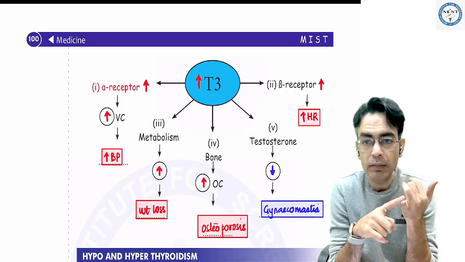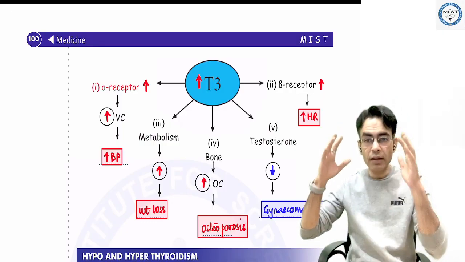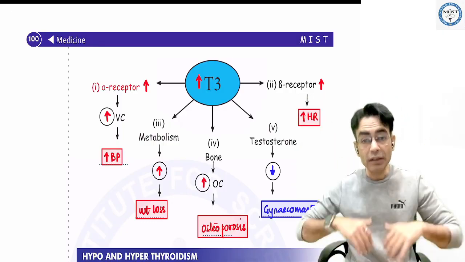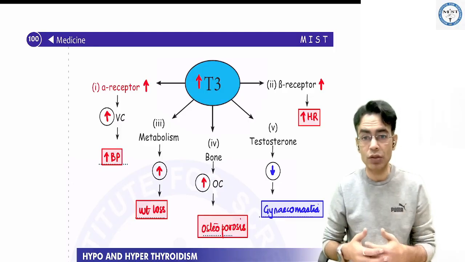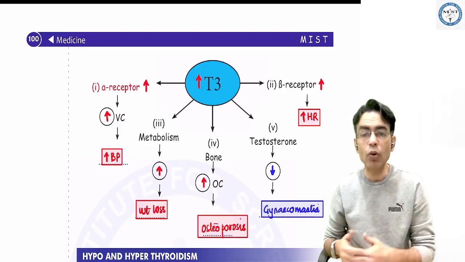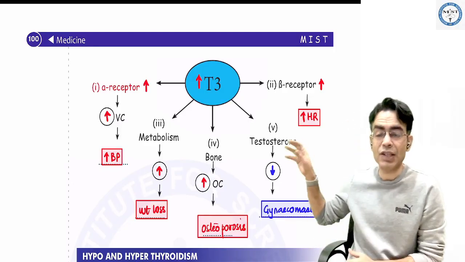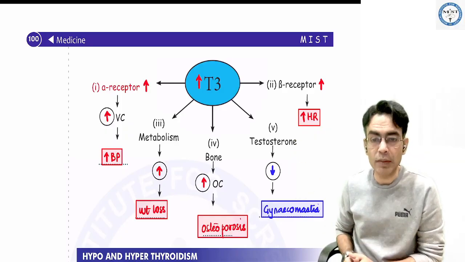So, alpha receptor more, it will increase the vasoconstriction. Beta receptor more, increases the heart rate. Metabolism more, weight loss. Osteoclastic activity more on bone, osteoporosis. And testosterone, it will decrease. That will lead to gynecomastia.